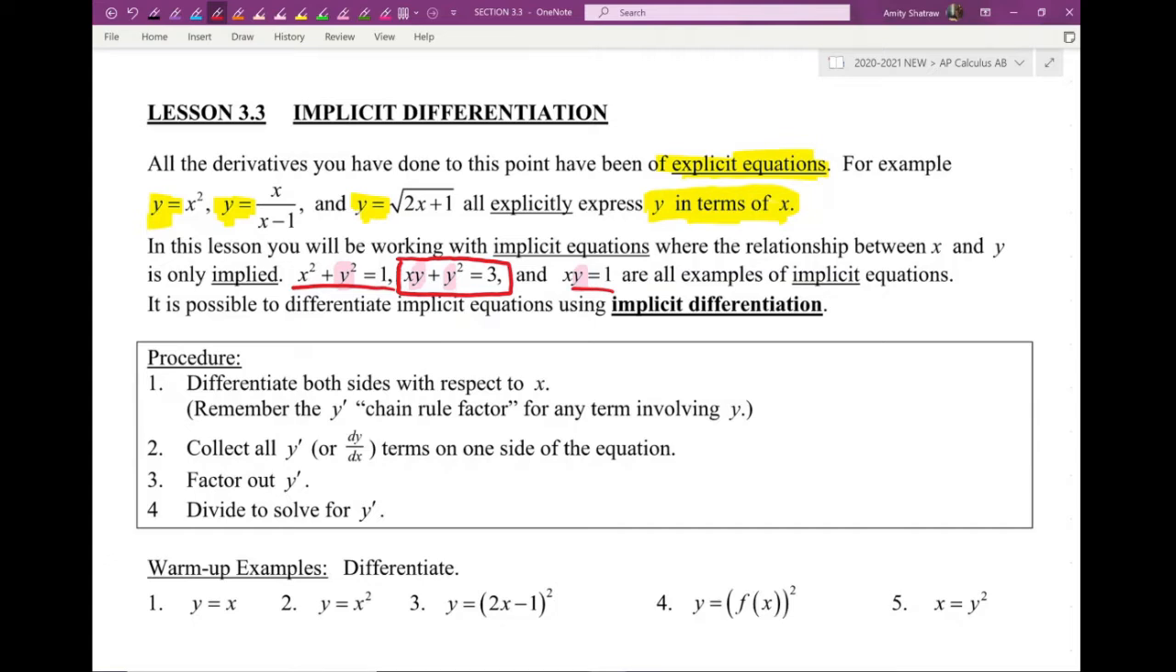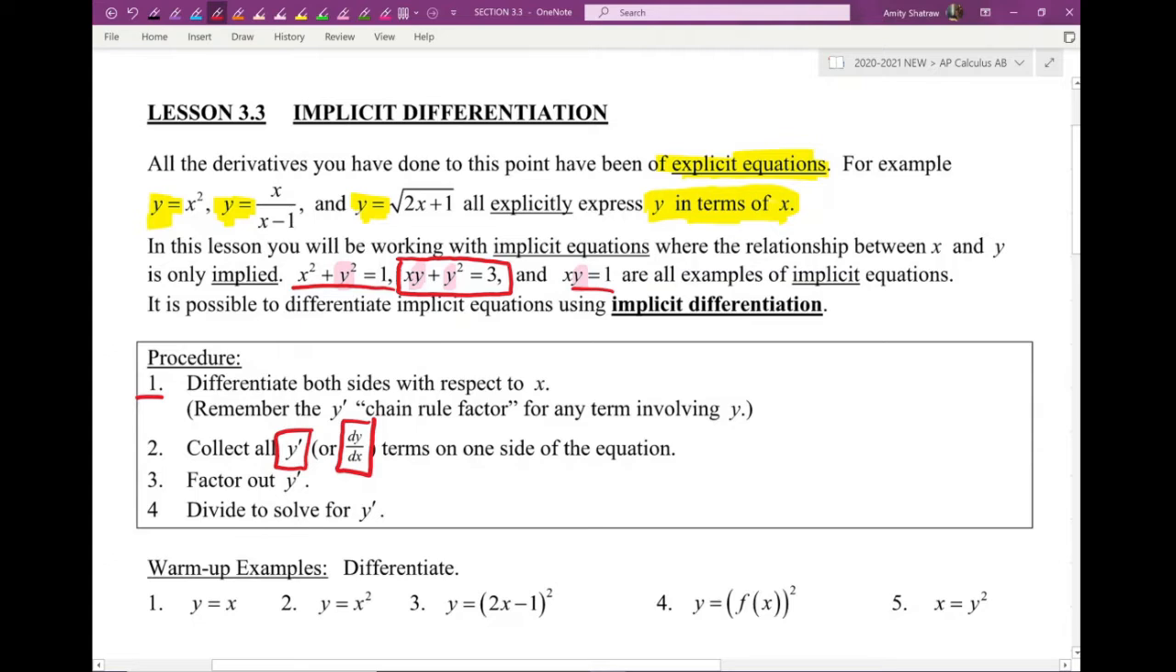And so there's a process to this where we differentiate both sides with respect to x. And he's saying that you want to remember the y prime, which is the chain rule factor for any term involving y. I wanted to mention that I actually do not use y primes. Personally, I really prefer the Leibniz notation of dy dx. I'll show you a few examples with my dy dx's and why I use them, and then you will be able to make a decision later on if you just want to use those y primes, okay?